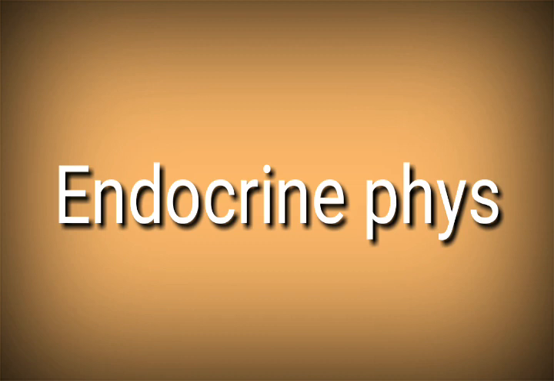TRH leads to the production of thyroid-stimulating hormone, or TSH, which reaches the thyroid and tells it to make more thyroid hormones. When plasma thyroid hormone levels increase, this sends a negative feedback signal to the pituitary to make less TSH, keeping thyroid hormone levels in an optimal range.